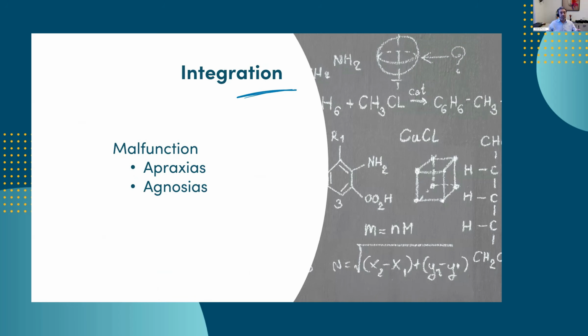Next slide. And some of the problems when we have the malfunction of the integration system are something that we call apraxias and agnosias. Again, fancy terms just to say that apraxia is a limitation of the ability to move your eyes voluntarily despite the ability to do so. You don't have any dysfunction in the system that moves your eyes, but you cannot voluntarily move your eyes. And agnosias refer to a neurological condition where individuals have difficulty recognizing objects, faces, or even colors, despite having normal or near normal vision.